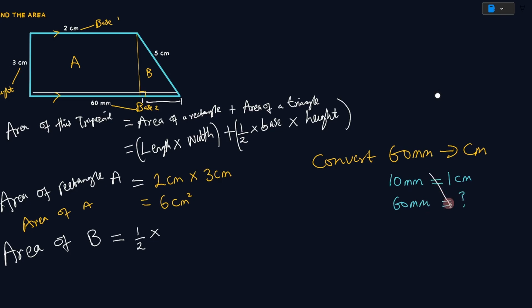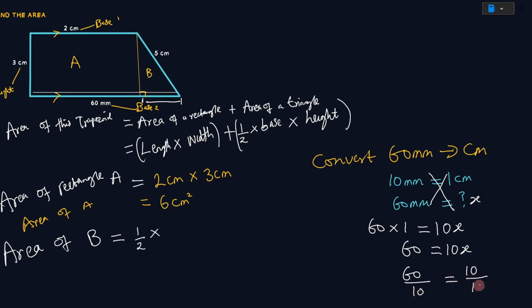If we cross multiply, that will make 60 multiplied by 1 to be equal to, let's call this unknown side x, 10 multiplied by x, which is 10x. 60 multiplied by 1 is 60, equal to 10x. To find x, we'll divide both sides by 10. This will now be 60 divided by 10, equal to 10x divided by 10. 60 divided by 10 is 6.